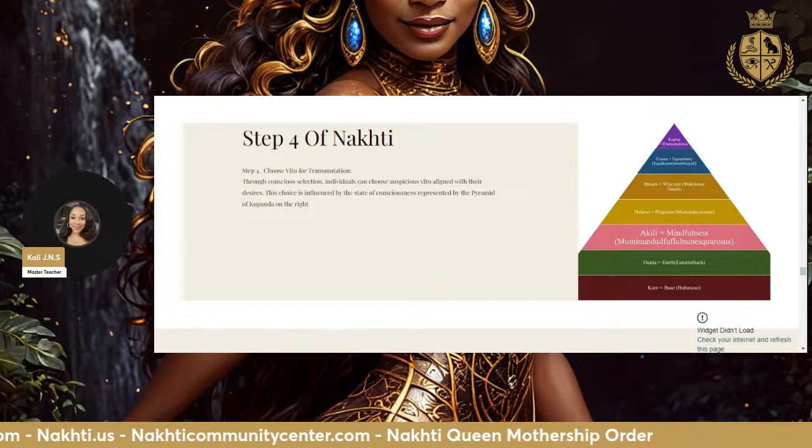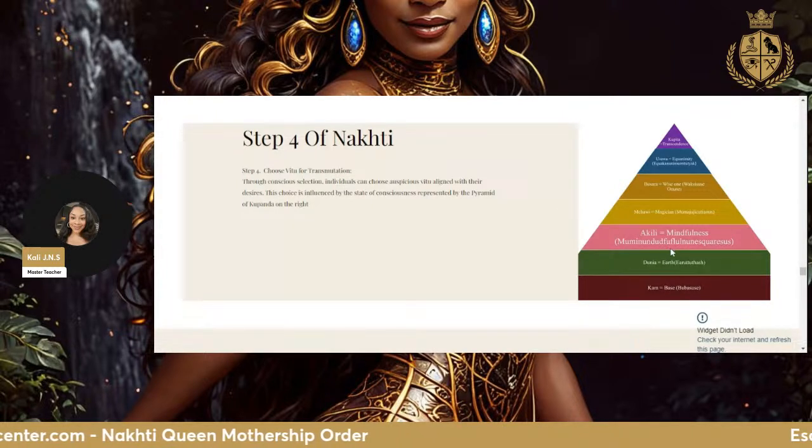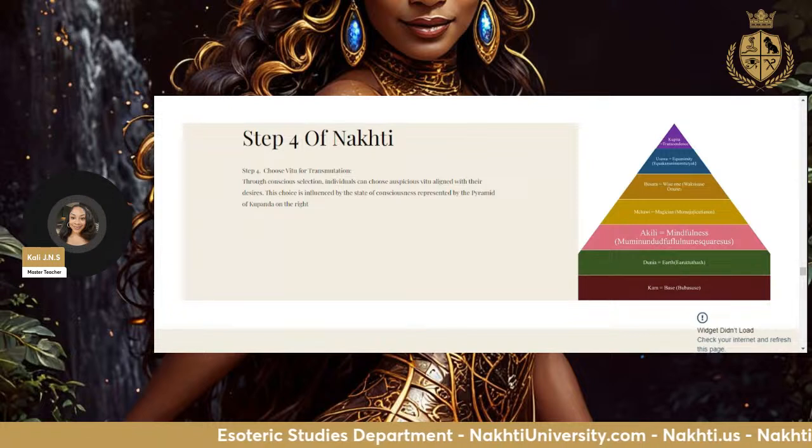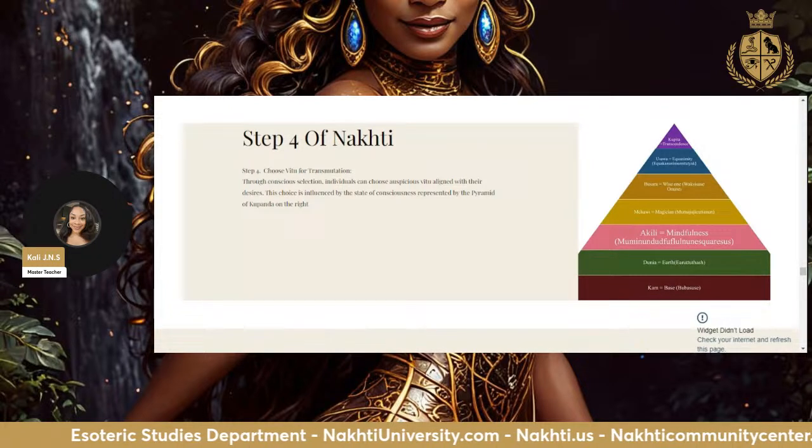And that choice is influenced by the state of consciousness represented by the pyramid of Kupanda right here. And that is the various levels of consciousness. And guess what? Within each level, you've got to get the book. There are myriads of information that you program yourself with.